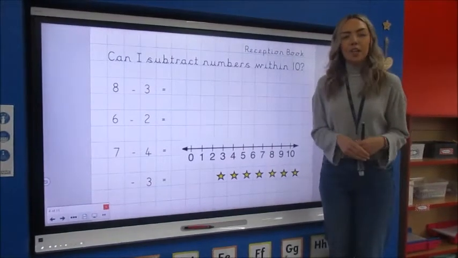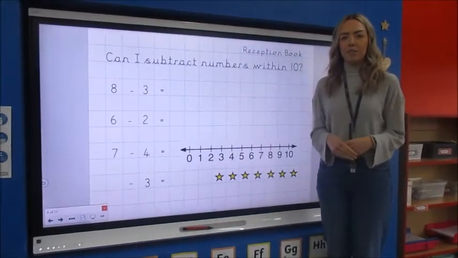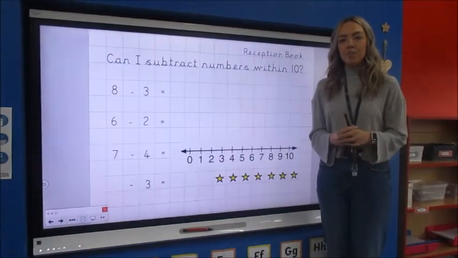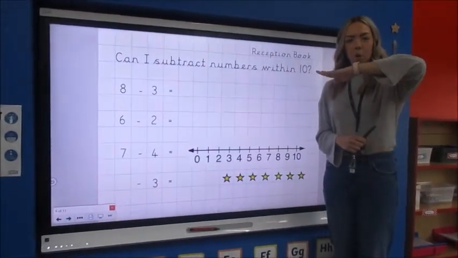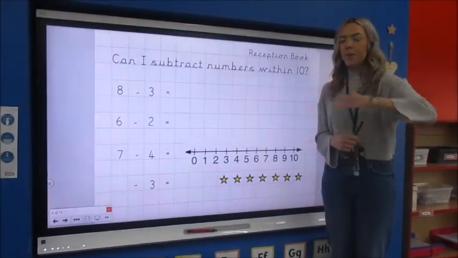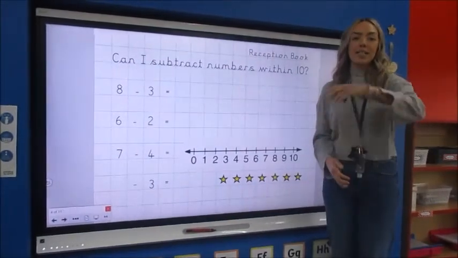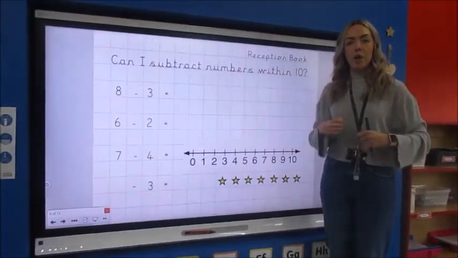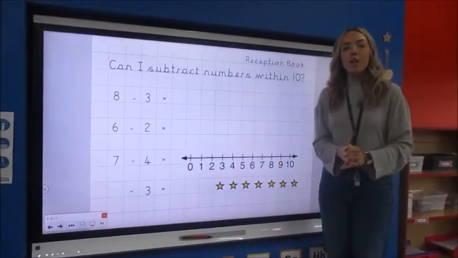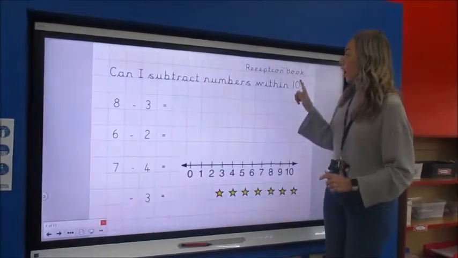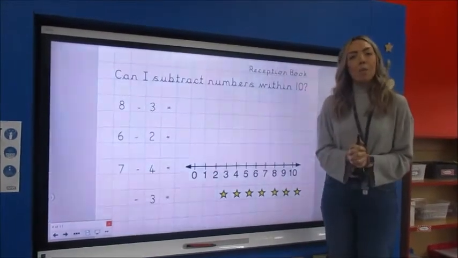Now, the first thing we need to do is remember what subtract means. So show me the action. What is subtract? One straight arm. Super. Subtract means we take away. So our number goes from a big number to a smaller number. Super job, year one. So let's have a look then at some methods.